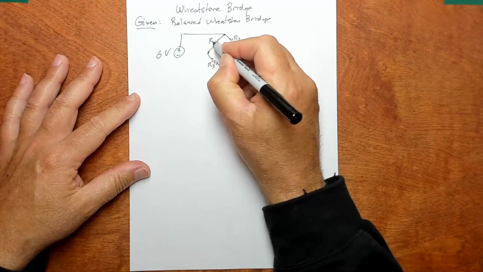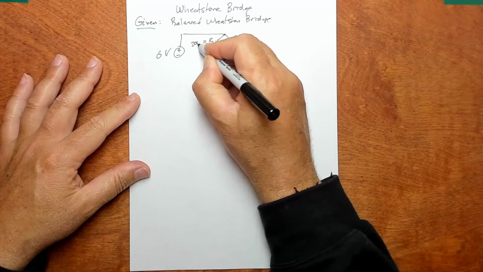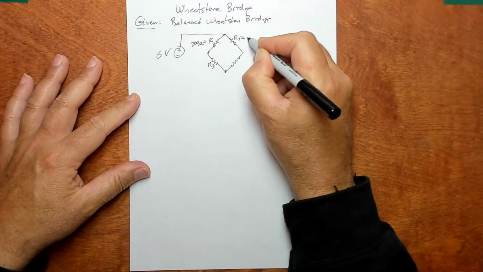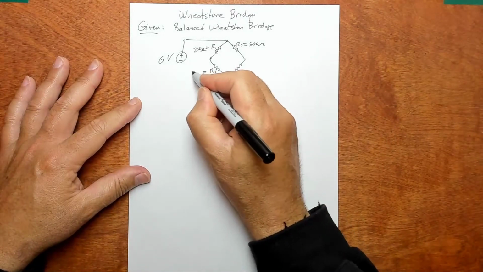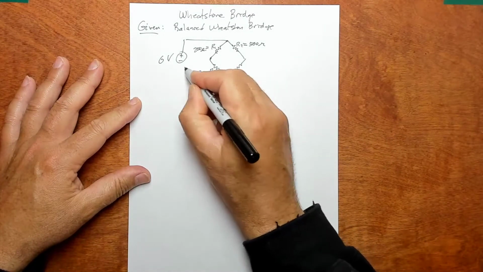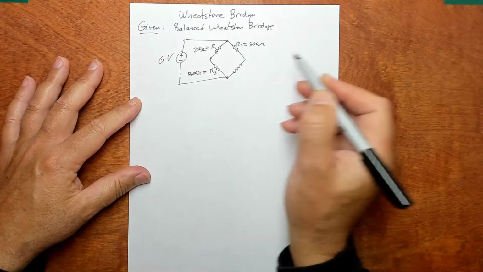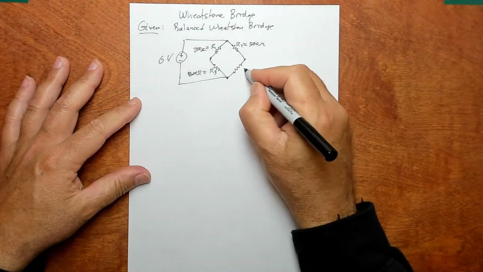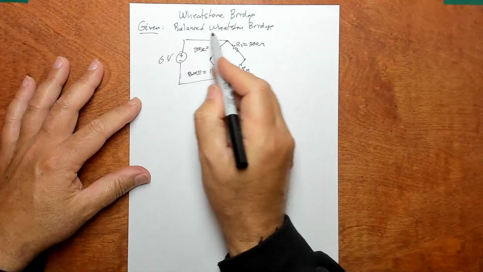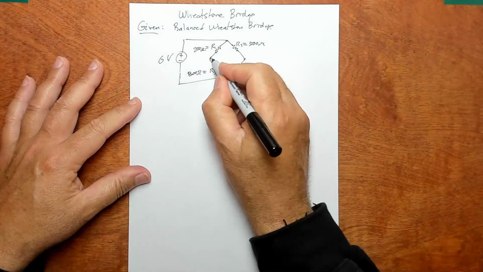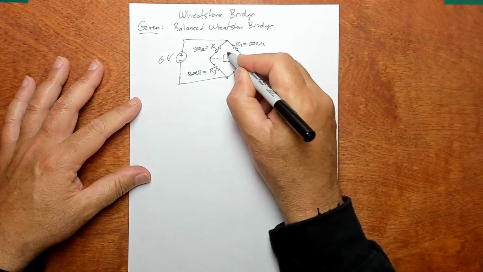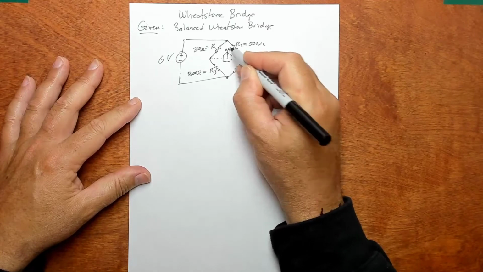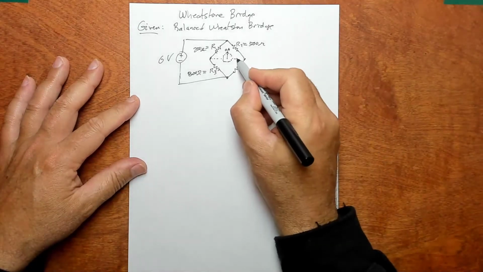So this one's 200 ohms. This one's 500 ohms. This one is 800 ohms. And this one, R sub X, is unknown. So you're given a balanced Wheatstone bridge, which means that in here they put a D'Arsonval movement and adjusted it such that it says 0 amps, and that there's no current flow in here.